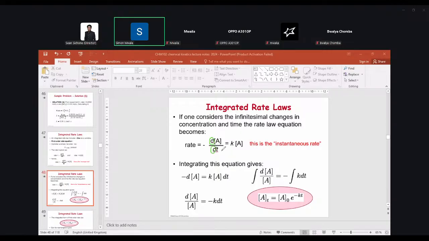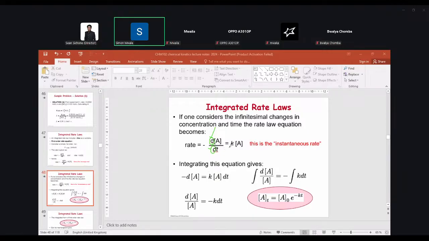For a small change, we use a D. For an average, we use a delta. So assuming that the rate moves a small distance, it has not gone all the way up to completion, but it has just moved a small time. A small time has elapsed. So therefore we use D instead of a delta. We use D because D means a small change that has taken place.